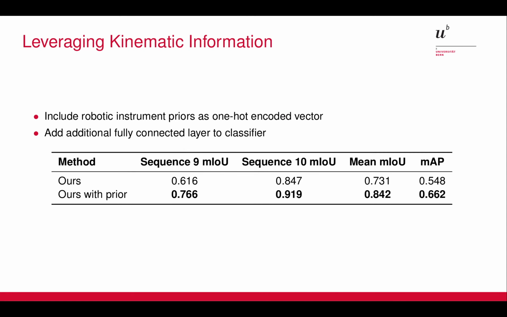Up till now, we have not made use of any prior information from the robot. Yet our method can in a simple manner leverage kinematic information from the robot by using the instrument present as an additional input into the classification network. We do so by adding an additional fully connected layer to the network and concatenating the instrument present as a one hot encoded vector. This results in another leap in performance of nearly 20%.